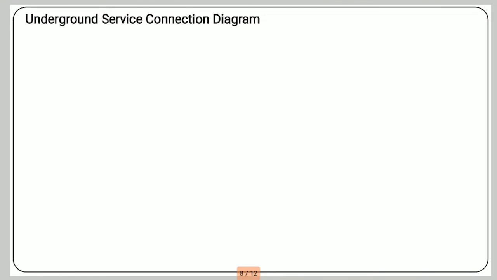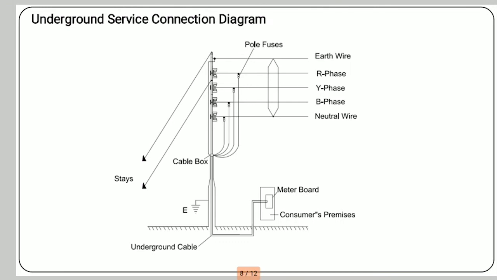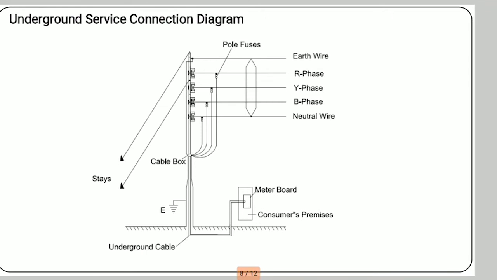Then second is the underground service connection. So this is a diagram of the underground service connection. This diagram is also drawn in AutoCAD. This diagram has the underground connection from the pole, with underground cable, and then connected to the consumer premises meter board. This diagram is also drawn on AutoCAD.